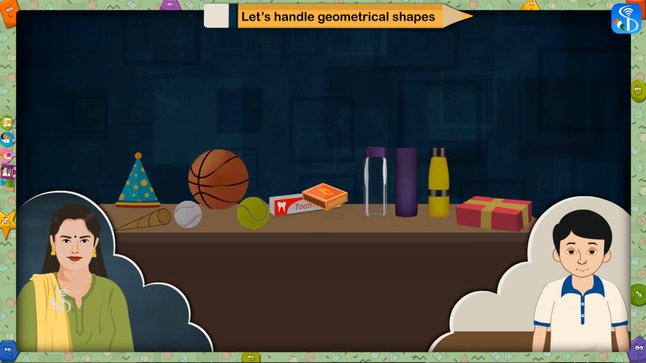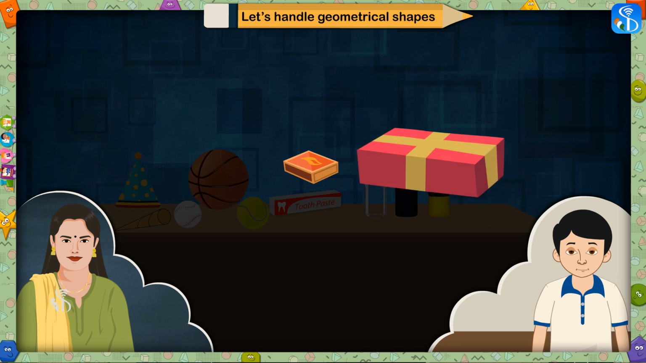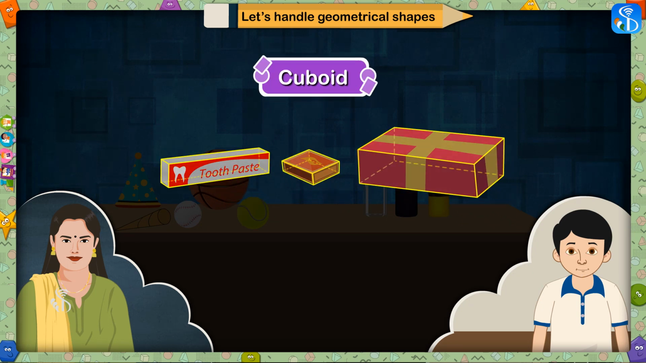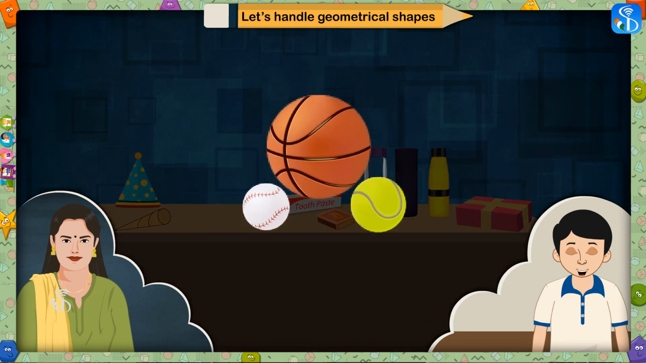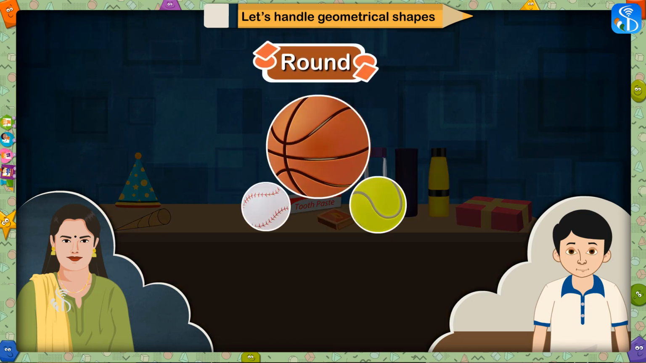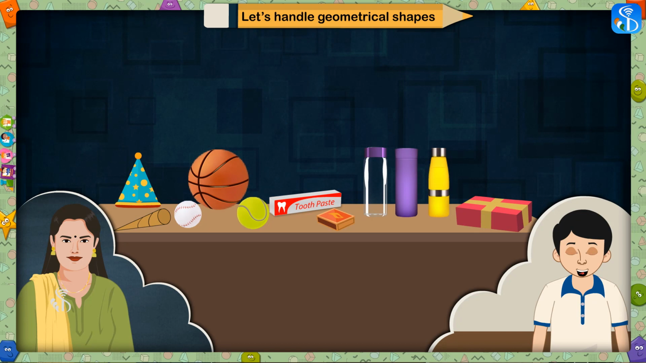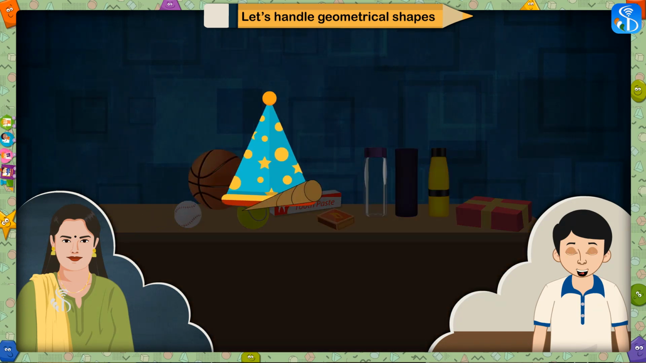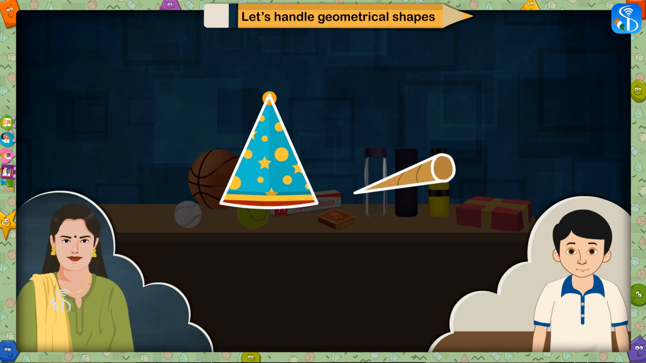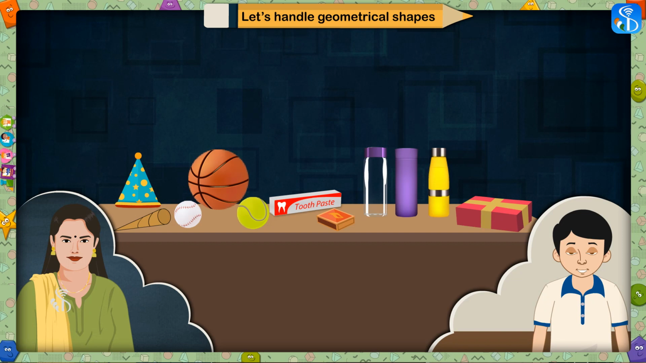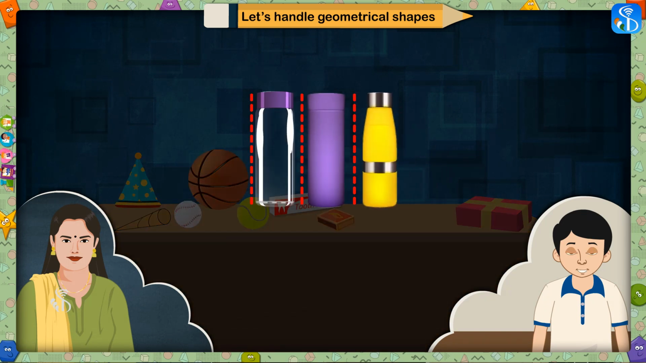Yes, madam. The matchstick box, mithai carton, and toothpaste carton, they have a similar shape. Big and small balls have a round shape. Madam, the joker's or clown's cap and the pipes made of card paper have a similar shape. But we do not know what it is called. And the water bottles are also similar.